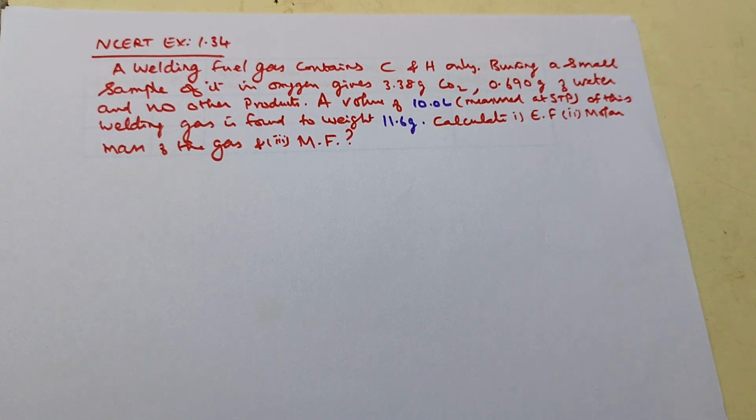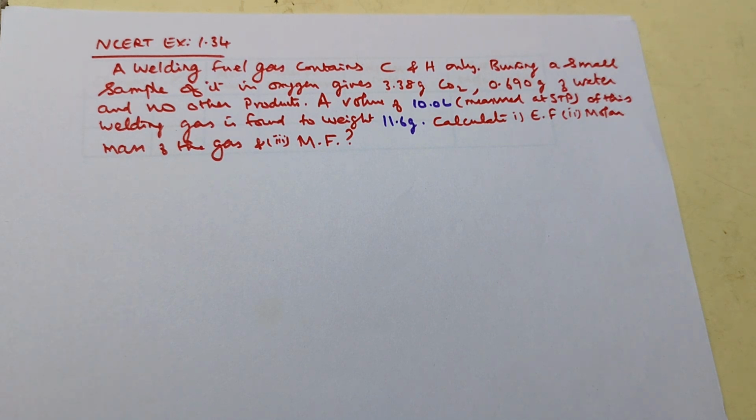A welding fuel gas contains carbon and hydrogen only. Burning a small sample of it in oxygen gives 3.38 gram of carbon dioxide, 0.690 gram of water and no other products. A volume of 10 liter measured at STP of this welding gas is found to weigh 11.6 gram. Calculate its empirical formula, molar mass of the gas and the molecular formula of the compound.